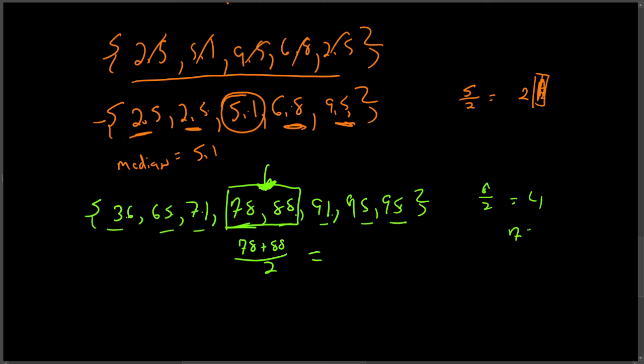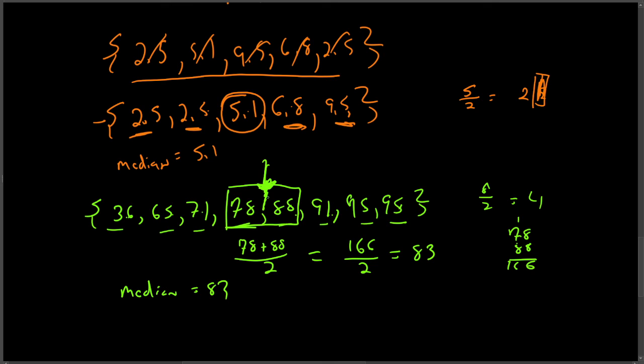So 78 plus 88, 6, carry my 1, 166, divided by 2. 2 goes into 16 8 times, with no remainder. 2 goes into 6 3 times. And so the median for this is 83, because it's right in the middle of these 2 numbers.